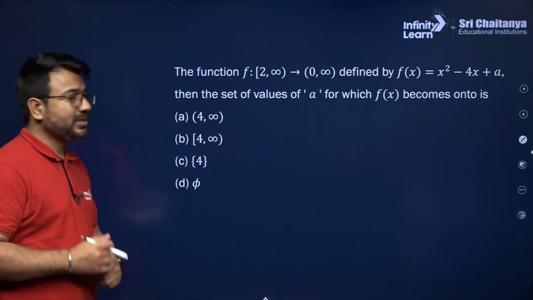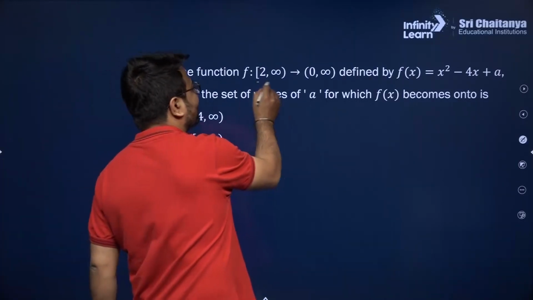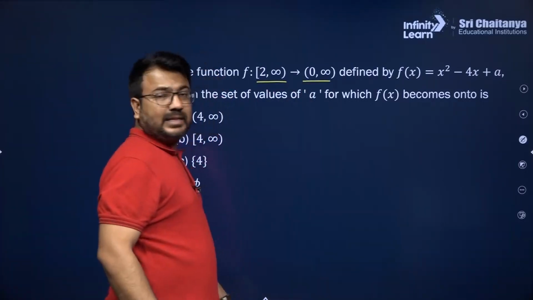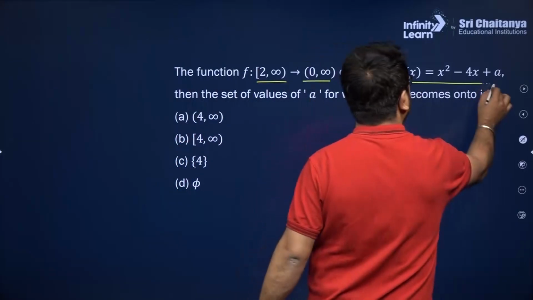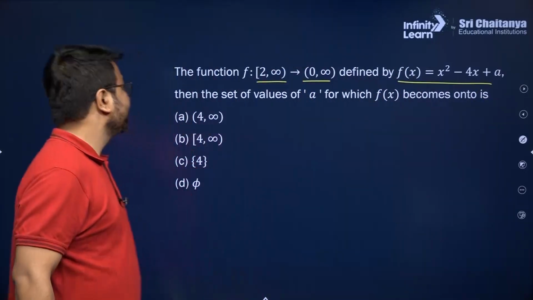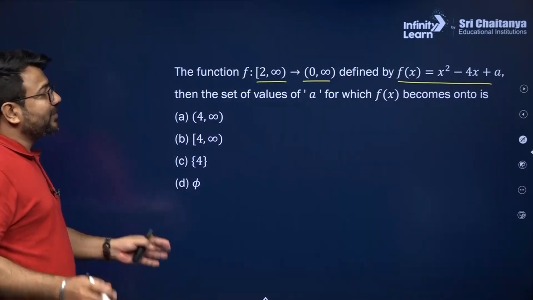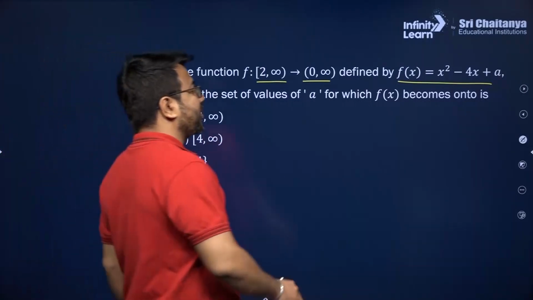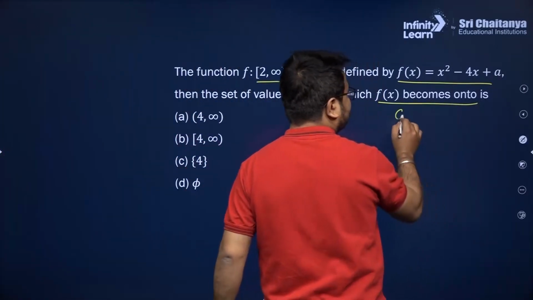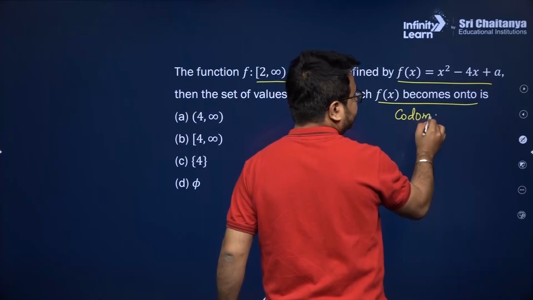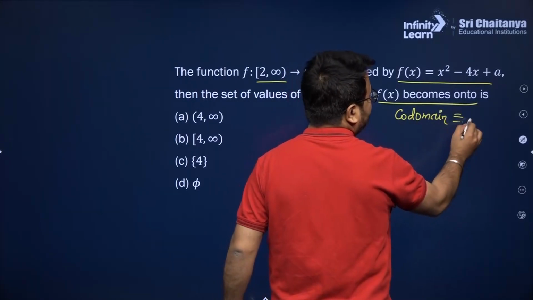Moving ahead to the next question. There is a function defined from 2 to infinity to 0 to infinity. This is also defined as f(x) equals x square minus 4x plus a. Then the set of values of a for which f(x) becomes onto. For f(x) to become onto, that means the codomain should be equal to the range.